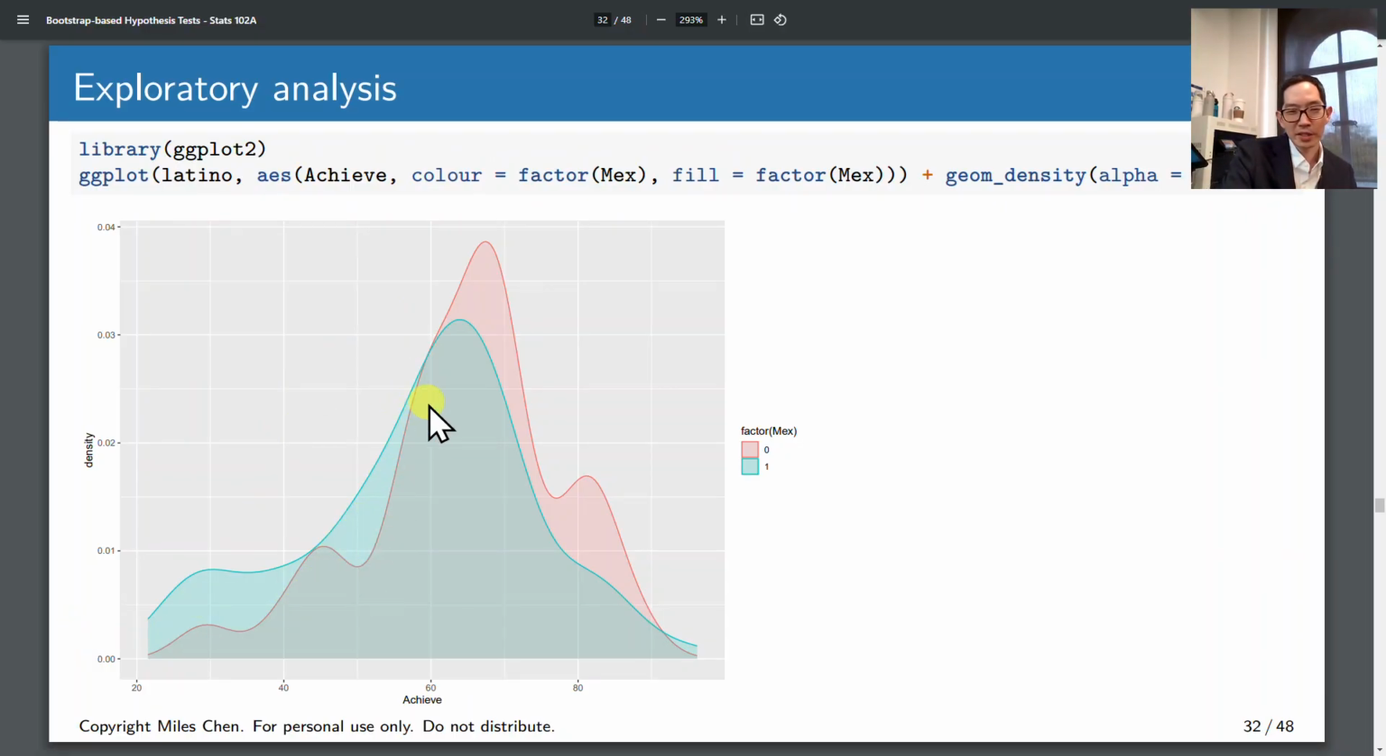Density plot. We've got the red versus the blue, or the teal and salmon. I don't know what colors these are. What is the name of this color? I don't know. Okay. Anyway, is there a difference here? I don't know. Okay.